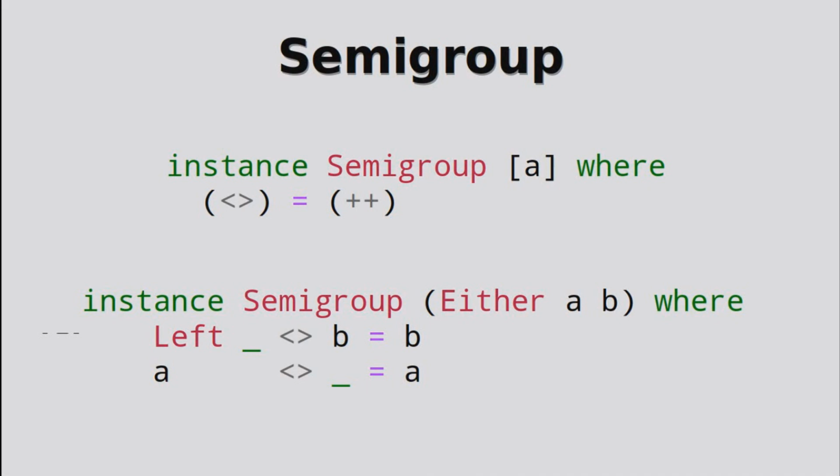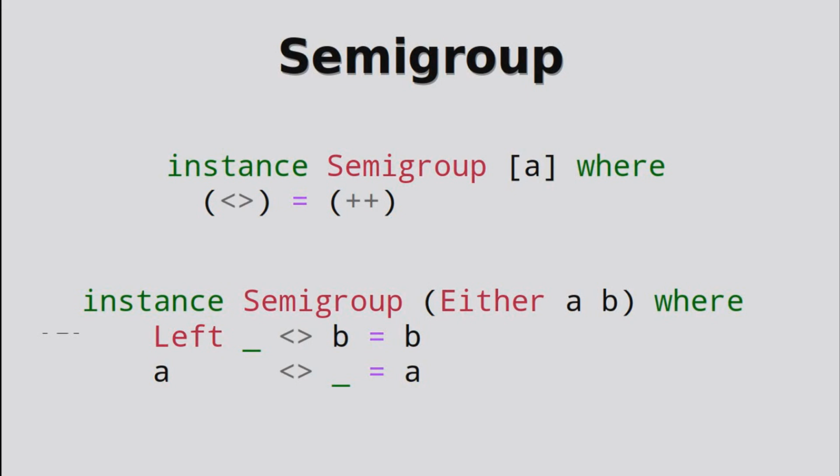Okay, so another instance of Semigroup is the Either type. And what we do here is this operation checks if the left element has a Left constructor. In this case, the other value is returned. And if that is not the case, if we have this A value, then we have to have a Right constructor, and then this value is returned.